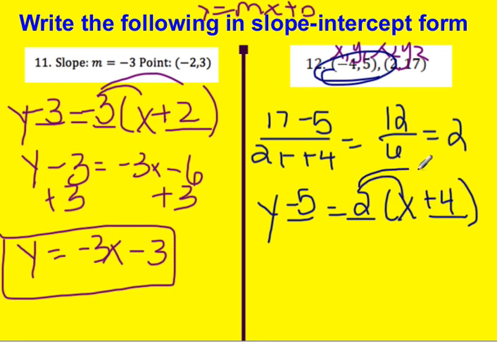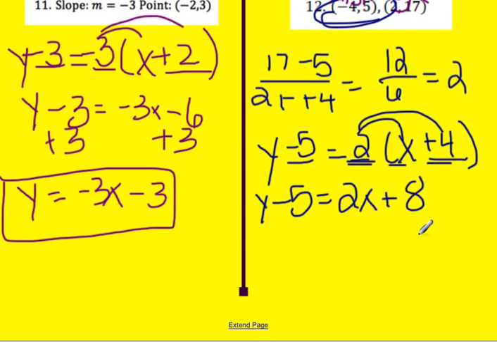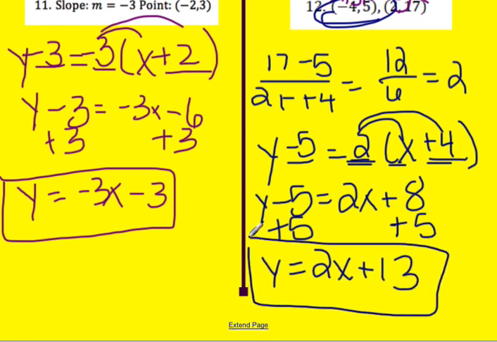So the first thing I'm going to do is distribute. So I have y minus 5 is equal to 2 times x, which is 2x, 2 times 4, which is 8. So the last thing I need to do is get that -5 over to the other side. So I'm going to go ahead and add 5 to both sides. Then I can add the 5 with the 8 because they're both constants. So 8 plus 5 is going to give me 13. So that right there is my final answer.